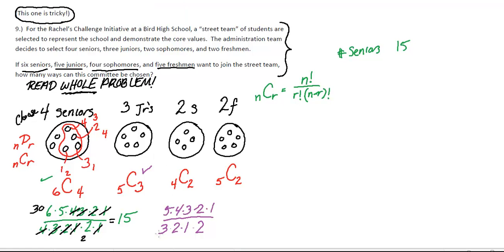And I'm going to start crossing things out. Boom. 3s are gone. 2s are gone. Well, 1s, they kind of went away anyway. So now I've got 5 times 4, which is 20, divided by 2. And that's going to end up being 10. So I know that there's going to be 10 here. So number of juniors, well, that's going to end up being 10.